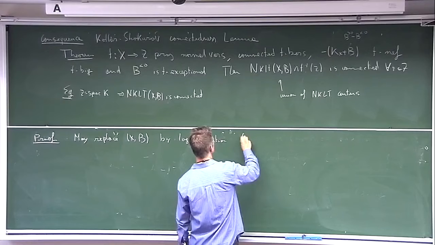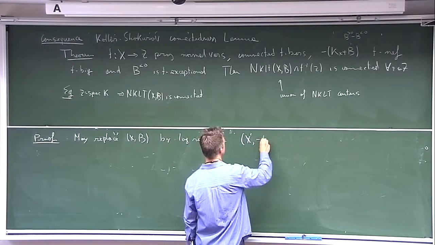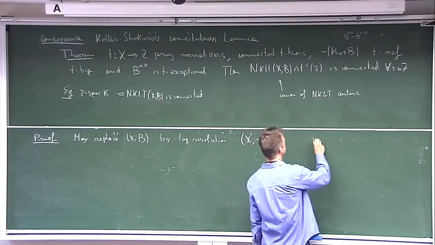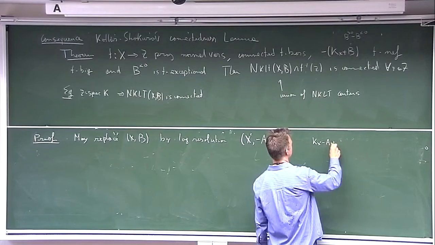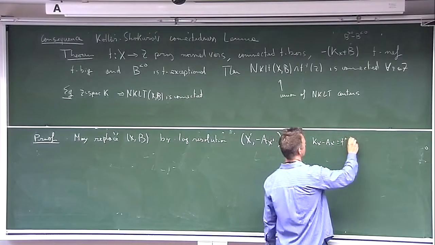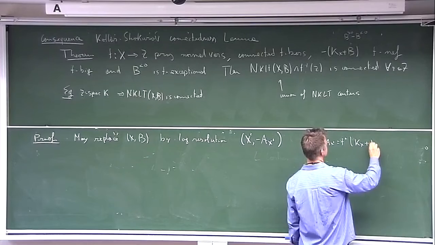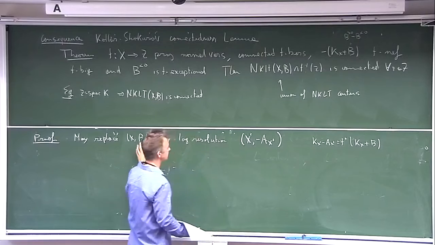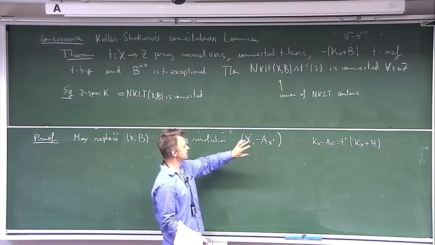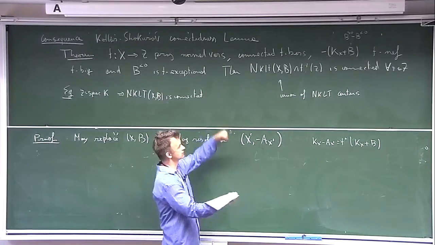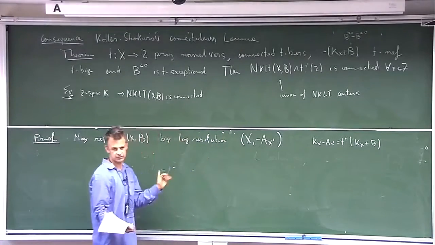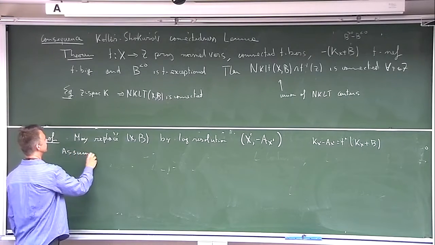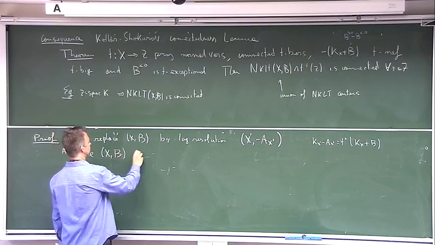Well, on the log resolution, you replace it by x prime and minus a on x prime, right? So in other words, kx prime minus ax prime is just the pullback of kx plus b. And everything that I said about x and b will be true for this pair. And so we're just going to prove it for this pair. And then the image of something connected is still connected. So it just follows immediately. So we might as well assume that x, b is log smooth.